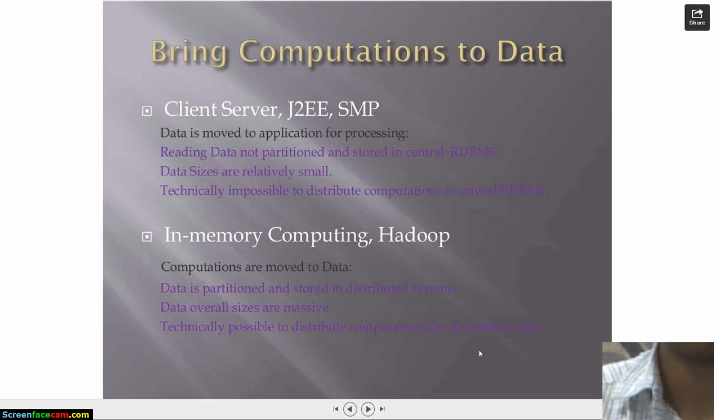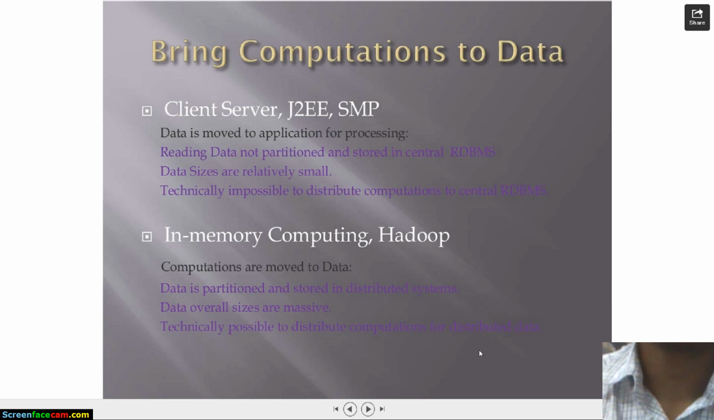Moving on, bringing computations to data. Client-server, J2EE or SMP use a different model, where data is moved to applications for processing. Data is not partitioned and is stored in a central database. So the application gets a query, talks with the database and gets things done. Data sizes are relatively smaller here. It's not feasible for huge volumes of data. Technically, it is impossible to distribute computations to a central RDBMS. It is very obvious that, as of now, an RDBMS doesn't handle distributed computations or distributing data. It is centrally stored.